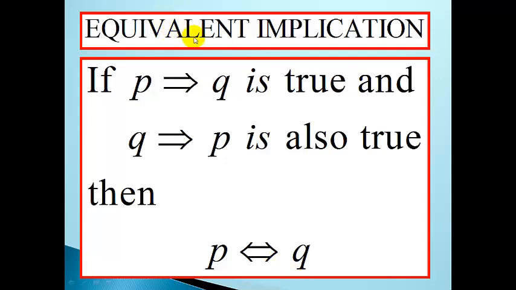Now let's look at equivalent implication. If P implies Q is true, and Q implies P is also true, then P is equivalent to Q.